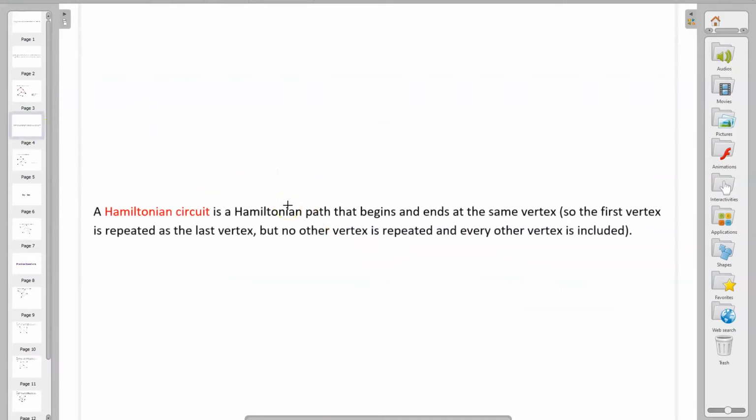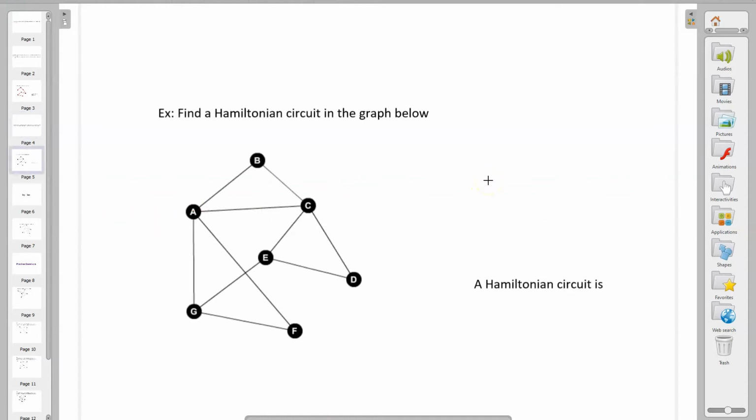A Hamiltonian circuit is a Hamiltonian path that begins and ends at the same vertex. So the first vertex is repeated as the last vertex. But no other vertex can be repeated, and every other vertex has to be included. Let's take a look at this graph and see if we can find a Hamiltonian circuit in it.